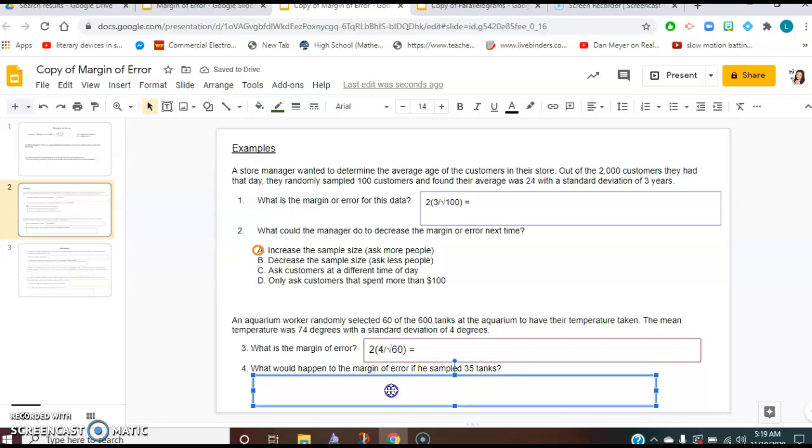What would happen to the margin of error if you sampled 35 tanks? Well, 35 is less than 60. So if you collect less data, your margin of error will be higher.